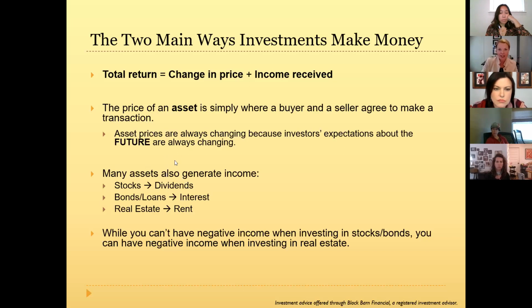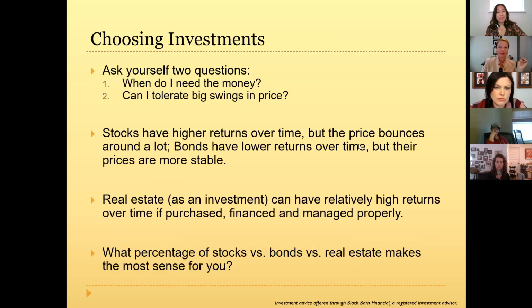Down here, this is where I talked about how many assets also generate income, right? So that's the second piece of our equation up at the top. And then we already talked about the negative income that you could have when investing in real estate. But hopefully this kind of makes sense. There really kind of are these two components when investing that you need to be thinking of. Any questions on that? We're still good. Good, I'm gonna keep going.